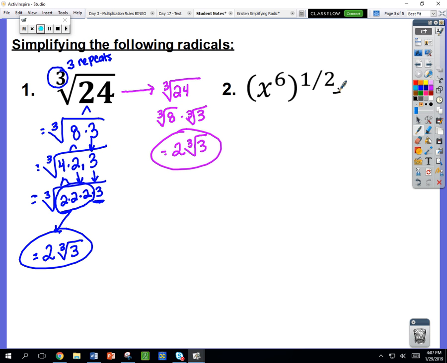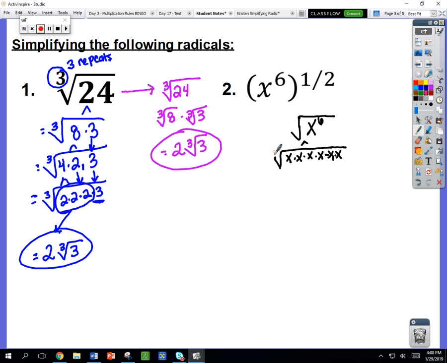This one, before I start, I need to rewrite it. So, 1/2 power, which means I'm taking the square root, which means I need a repeat factor of 2. You don't have to put this 2 here. It's like putting a 1 in front of your x. So I'm talking about the square root because it's to the 1/2 power, and I'm taking x to the 6th. Okay, well, x to the 6th breaks down to x times x times x times x times x times x. 1, 2, 3, 4, 5, 6. That's x to the 6th. x times itself 6 times.